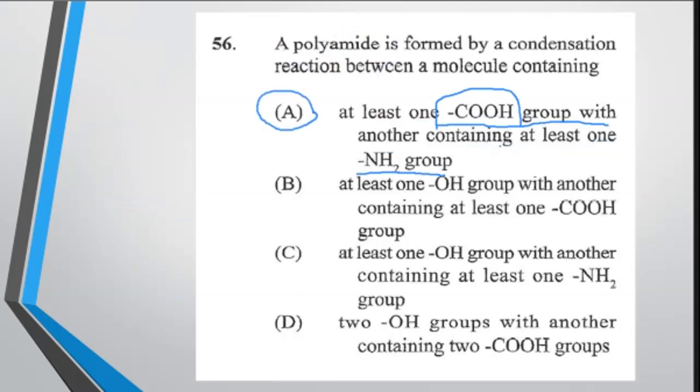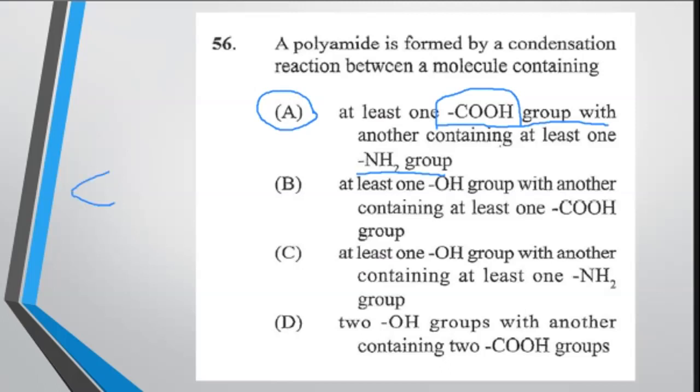In order for us to form a polyamide, we must have a carboxylic acid group, which is C double bond O, OH, and we also must have an amine group, which is NH2. They would come together to give us a polyamide because of the amide linkage.